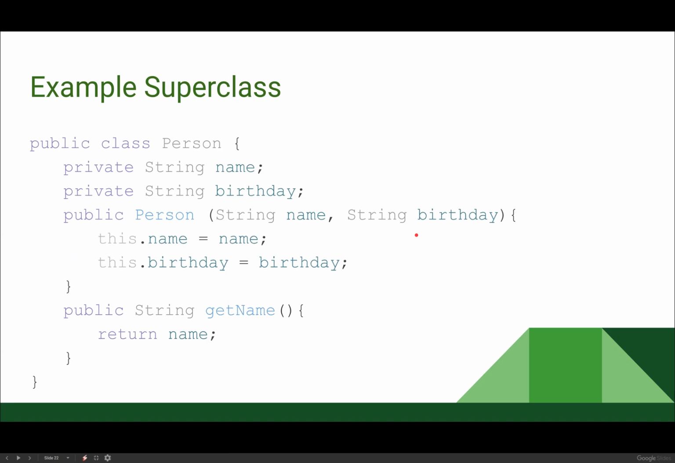So if we were to look at what the person class might look like, we would have our private instance variables, name and birthday. Our constructor would initialize those. We would have our getName, getBirthday, calculateAge, whatever other methods we need in the person class. So the person class, like I said, is a superclass, and you don't have to do any extra stuff to make it be a superclass.